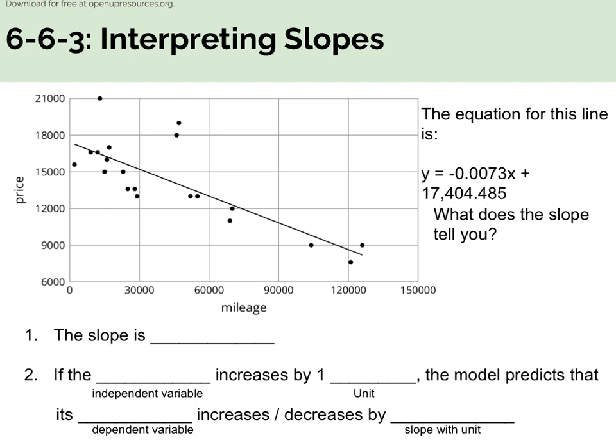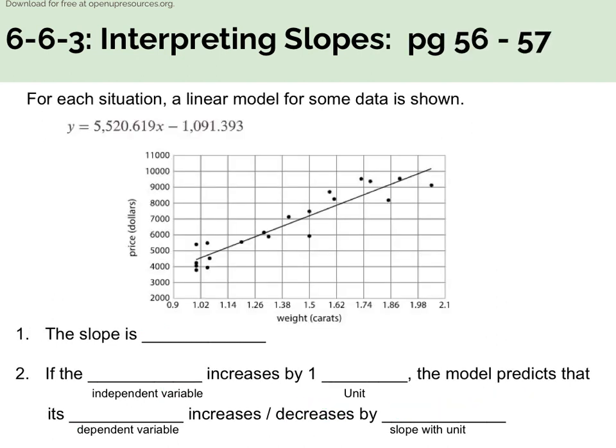All right, we're going to use that last graph with the slope, and we know what our slope and our y-intercept are. We're going to fill in the sentence frame to help us describe what the slope means. Go ahead and pause, fill that in, and then come back to us. All right, the slope is negative 0.0073. If the mileage increases by 1 mile, the model predicts that the price decreases by $0.0073 per mile.